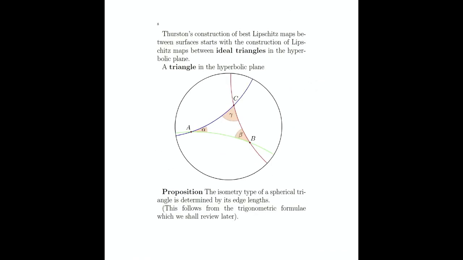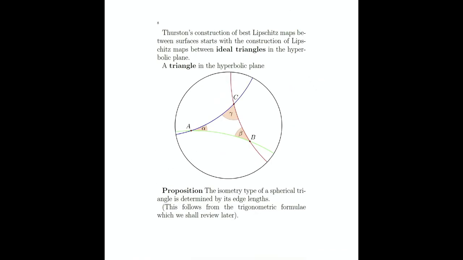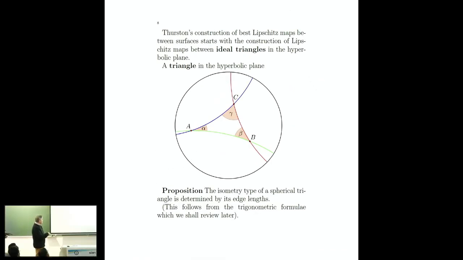Okay. Let's start here. I wrote this proposition here. So this is a triangle with 3 edges and 3 angles.